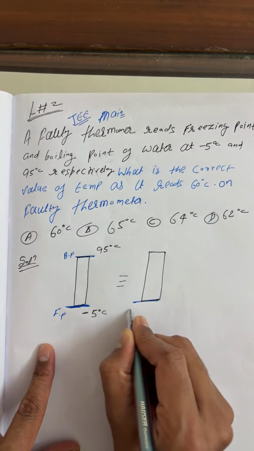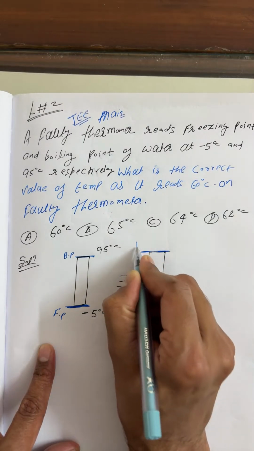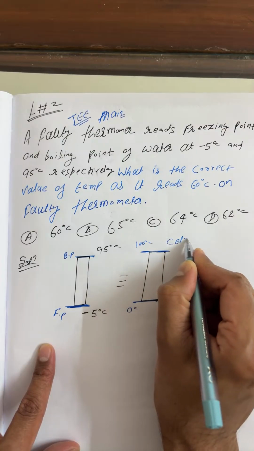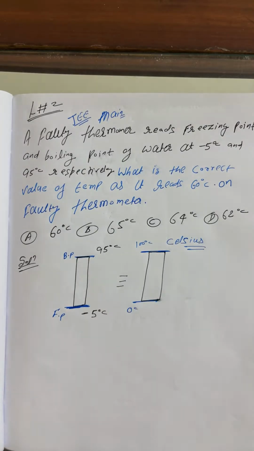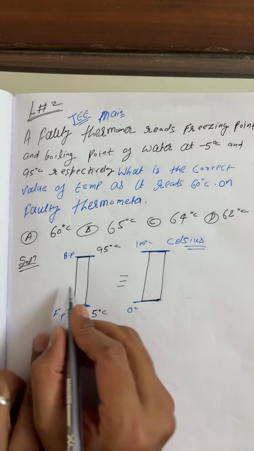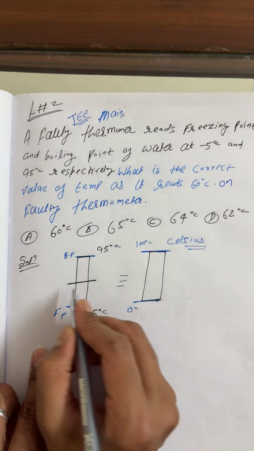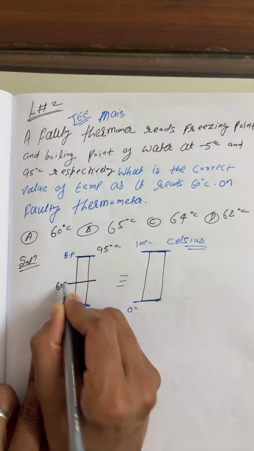Student, this is 0 degrees Celsius. This is 100 degrees Celsius. This is the Celsius scale representation, right? So what's in the question? Have a look. The reading in the faulty thermometer is 60 degrees Celsius, right?